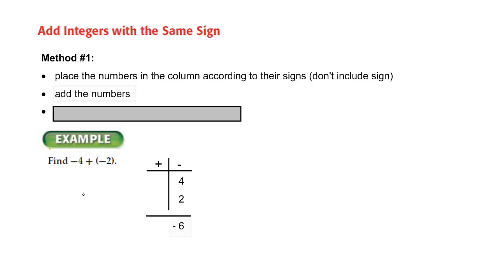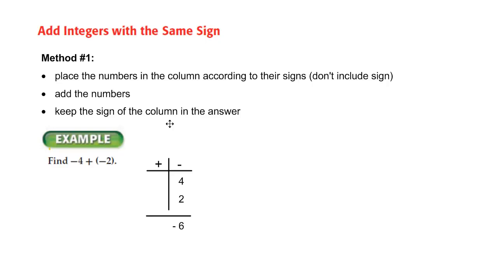And then the next thing you're going to do, if they're on the same side here, we're going to add the numbers. 4 plus 2 gives us 6. And finally, we're going to keep the sign of whatever column we are in for our answer. Since the 6 is in the negative column, the answer is then a -6.